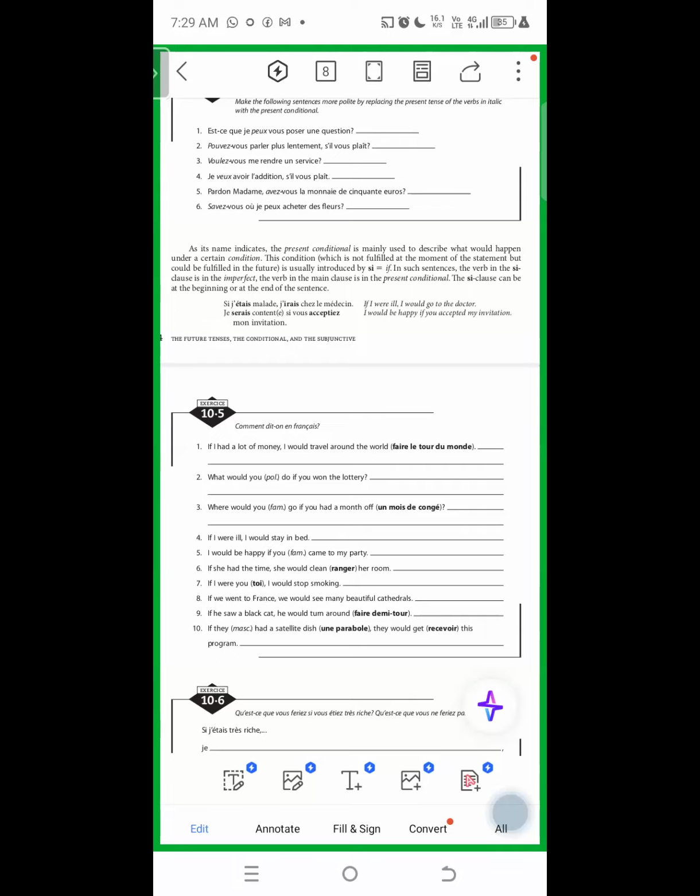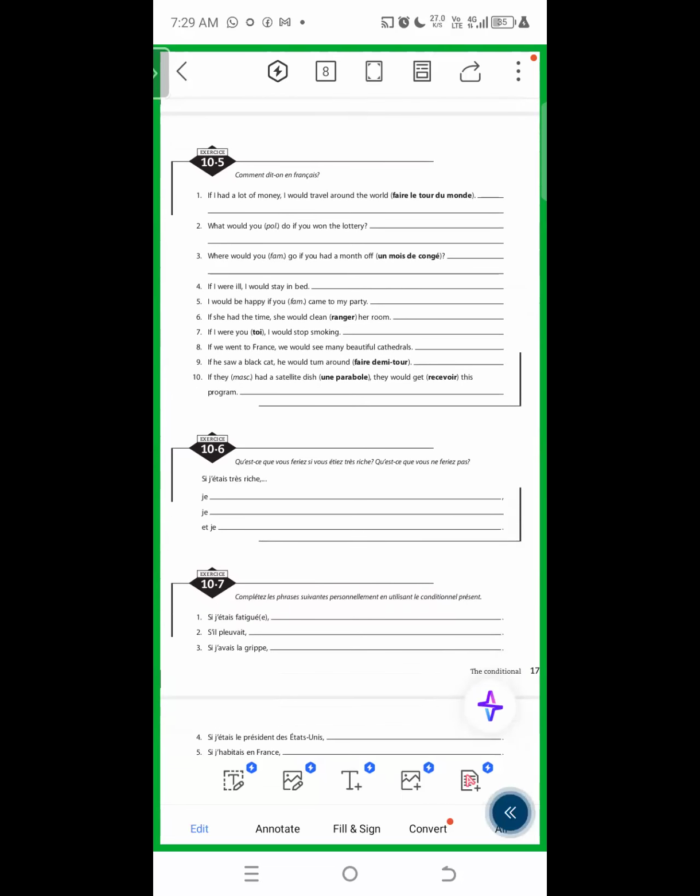"Si j'étais malade, j'irais chez le médecin." If I were sick, I would go to the doctor. "Je serais content si vous acceptiez mon invitation." I would be happy if you accepted my invitation. Now look at 10.5. If I had a lot of money, I would travel around the world. "Si j'avais de l'argent, je ferais le tour du monde."